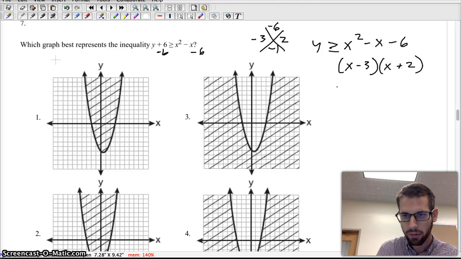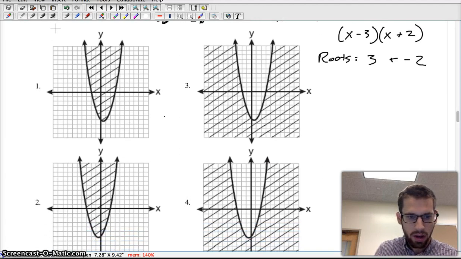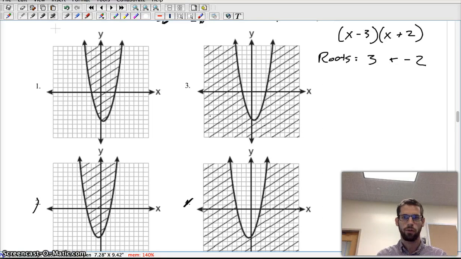So my roots, or my zeros, are going to be 3 and -2. So let's see if I can eliminate any of these already. So that's 3 and -2. That's 3 and -2. So I know it's got to be either 1 or 3. Answer choice 2 has roots of -3 and 2, as does answer choice 4. So it can't be 2 or 4.